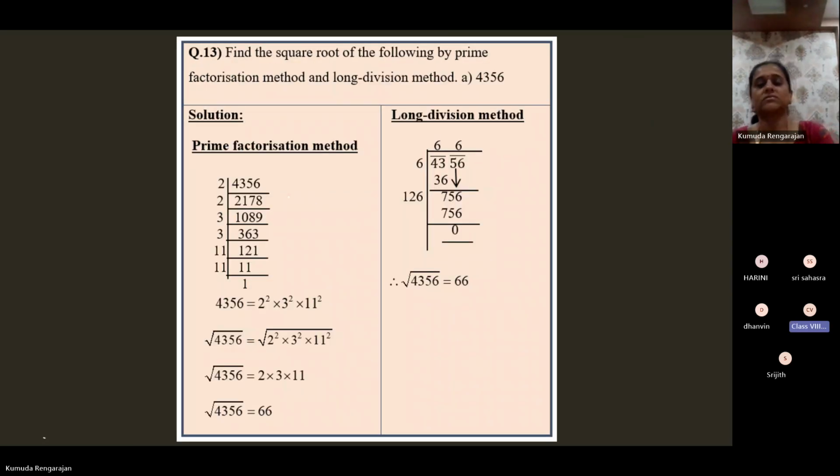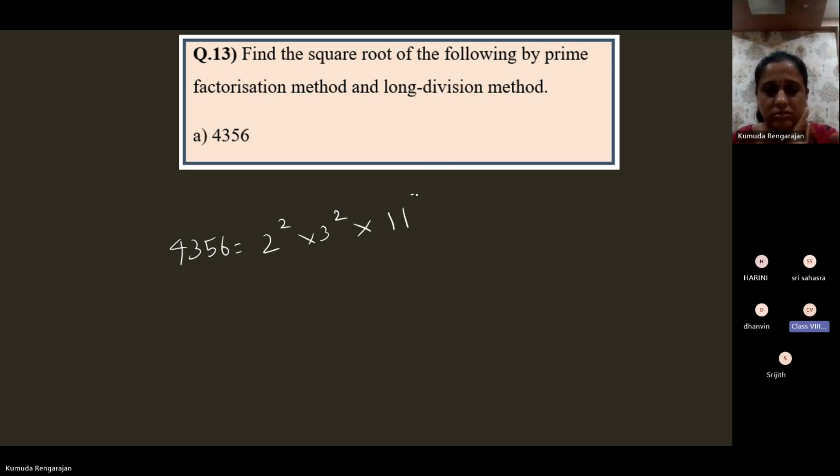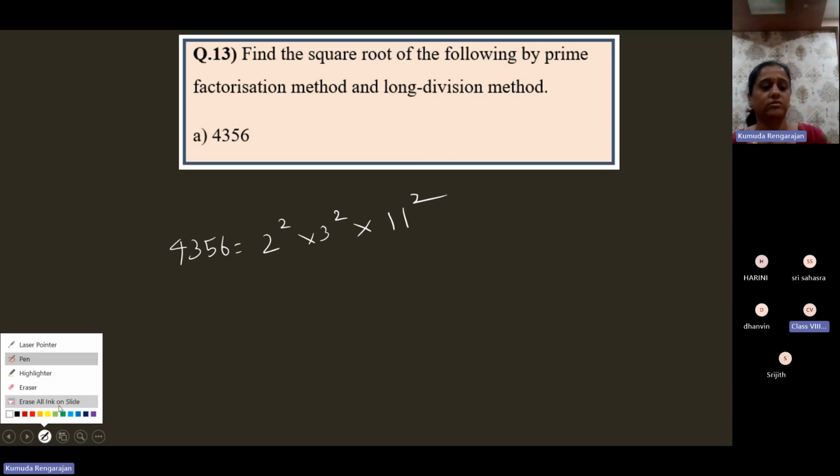Okay, who's completed the first one? Ma'am, 66. Very good. Check your steps. And what about the prime factors of 4,356? Ma'am, 2 into 2 into 3 into 3 into 11 into 11. Ma'am, 11 squared only, ma'am.